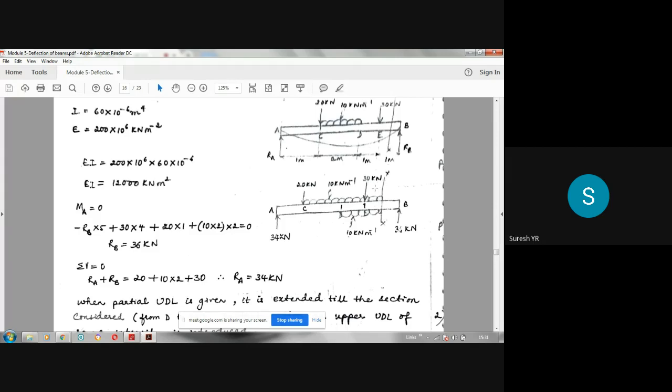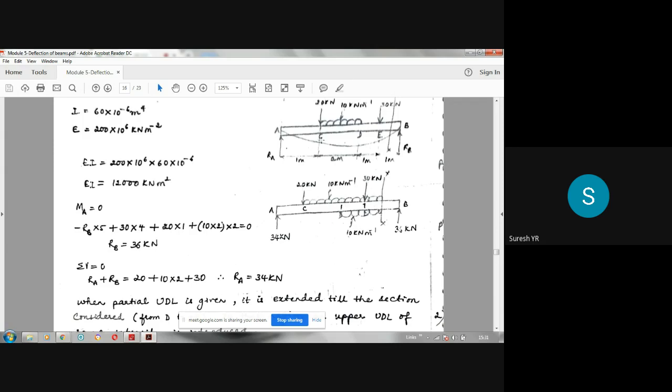So Mx will be equal to, see to the left side, 34 into X. So this distance is X. So 34 into X, positive, because 34 is upwards, it is positive. So 34 into X, minus 20 into X minus 1, correct? X minus 1, this distance is X minus 1. From here to here it is X, from there to here 1 is there, so we have to subtract. So minus 20 into X minus 1, then UDL we have to take, minus 10 into X minus 1.